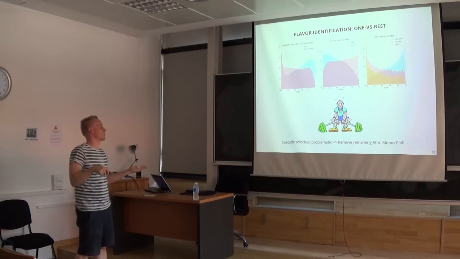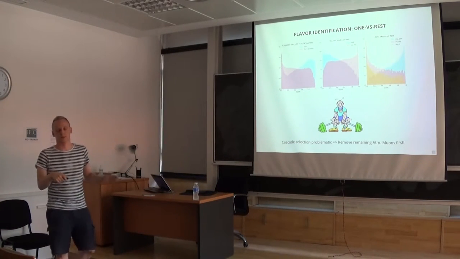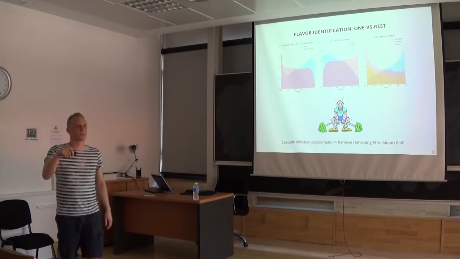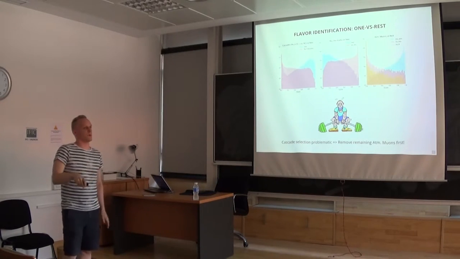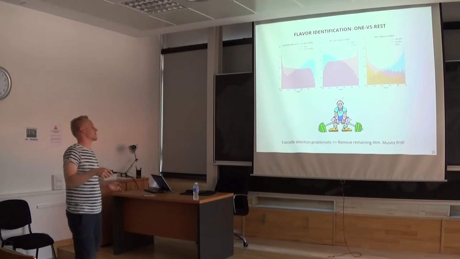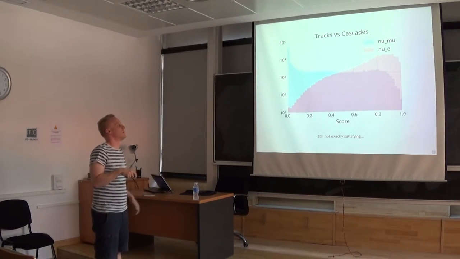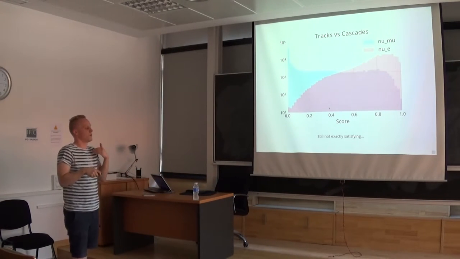One possibility is, of course, that these remaining atmospheric muons, because we did a rather loose cut at the start, are contaminating the sample and spoiling everything. So the idea is, since we can reject atmospheric muons very well, we just cut them away and then just do this pure track versus cascade scheme. And this is here. And this is basically already quite good, but not perfectly satisfying.